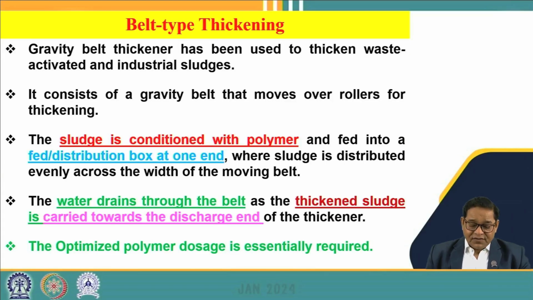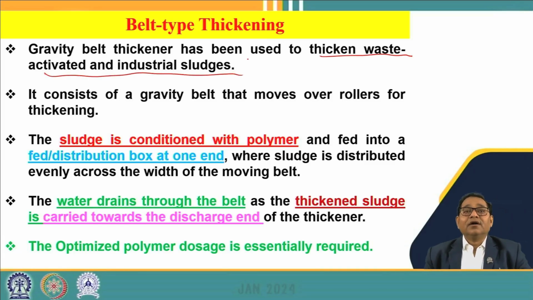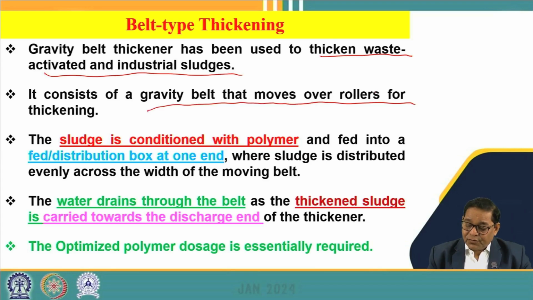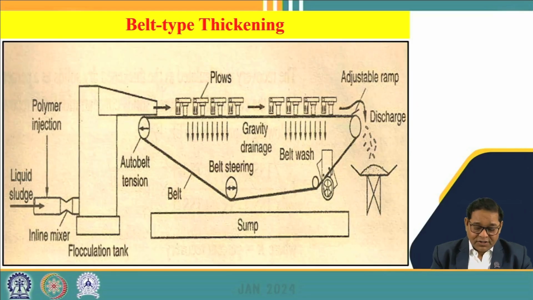Then this is the belt type of thickening. This is again a gravity separation process performed through a belt type mechanism, where gravity belt thickeners are provided. It is mostly used for thickening activated and industrial sludge generated from different industries. Basically it consists of a gravity belt that moves over rollers. Here is how it works: the sludge is first taken into a flocculation tank.